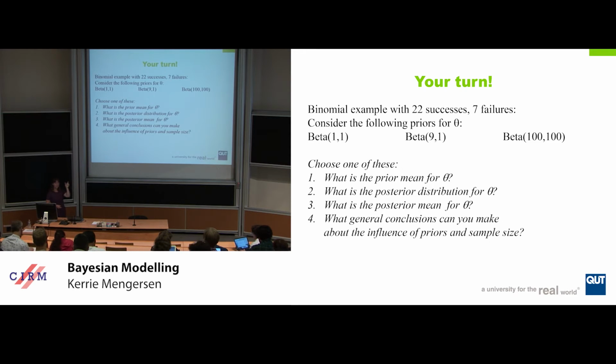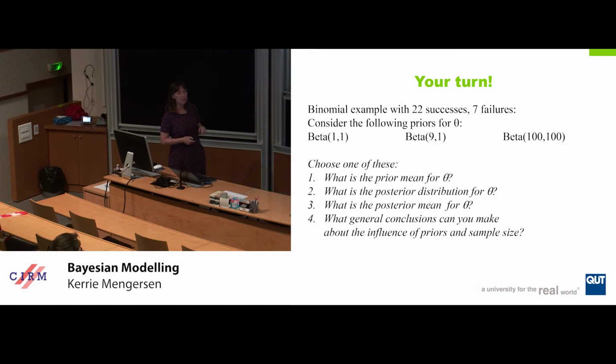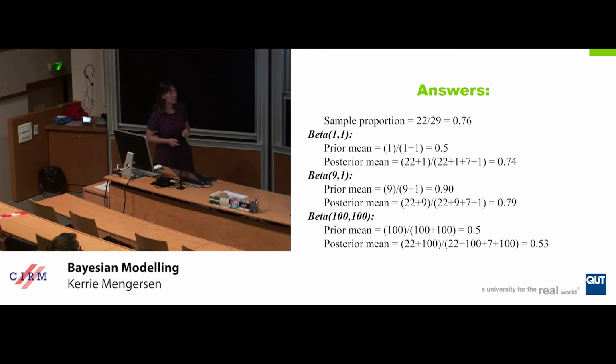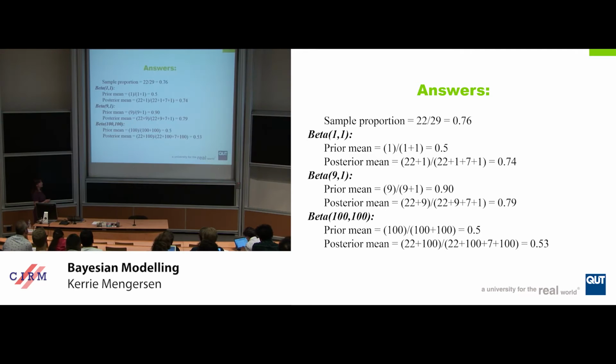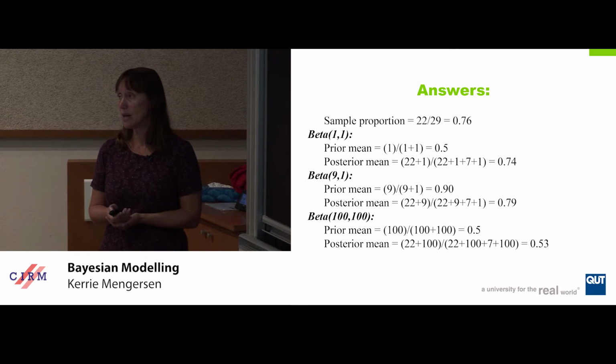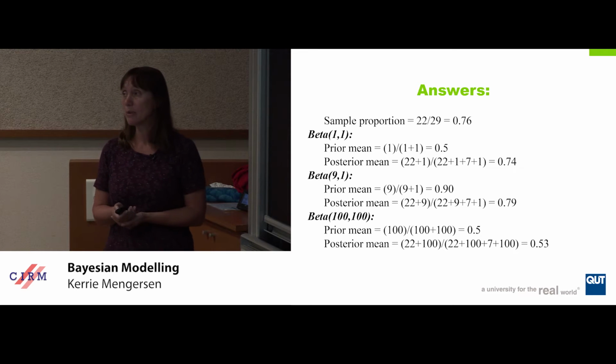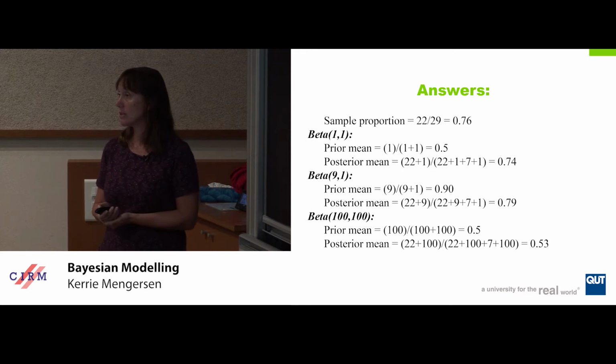is going to be what? What's the posterior mean? 0.75. Okay, good. And a beta 100-100, let's have a look. So, the first one should have been 0.74. The sample proportion would be 0.76. The posterior mean for beta 1-1 is 0.74. The posterior mean for a beta 9-1 is 0.79. And the posterior mean for a beta 100-100 is 0.53. Is that what you got?